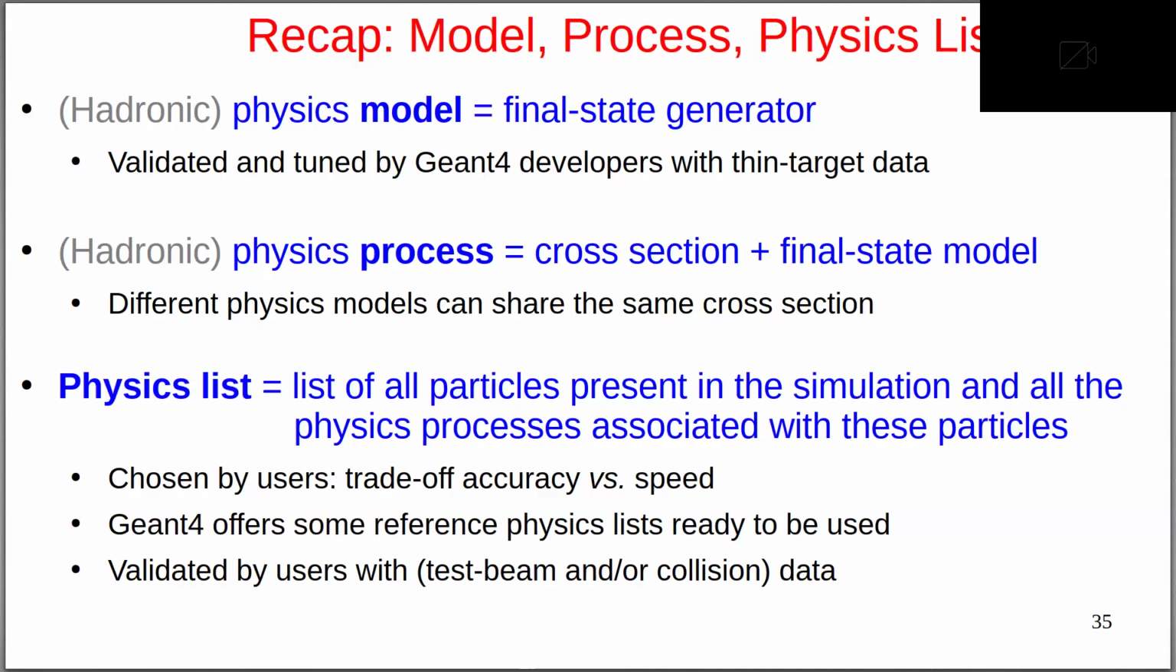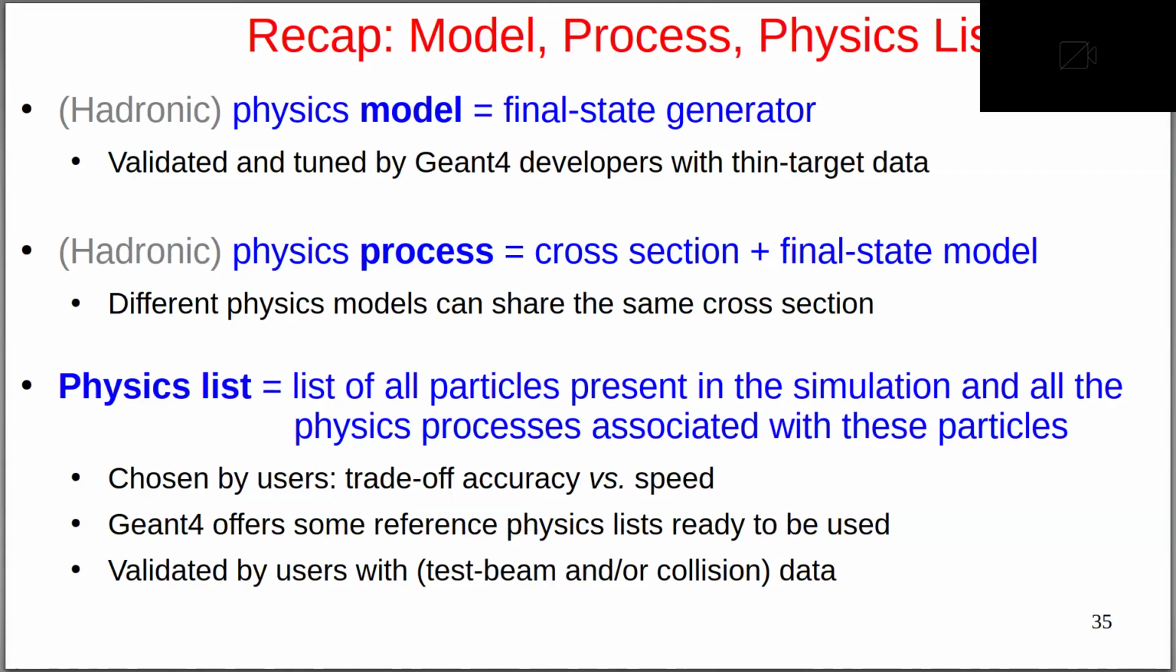Then we talk about physics process, something which is made of cross-section and final state model, and the two are separated. So the same hadronic cross-section can be shared by different final state models. And then the physics list, as we have seen, and we will see more on Friday, is a class which specifies all the particles which are present in your simulation and all the physics processes that those particles will undergo in your detector. And as I said, there is a trade-off between accuracy and speed. So that's why we are not providing a default. It really depends on a case by case basis, what is the best for your application.